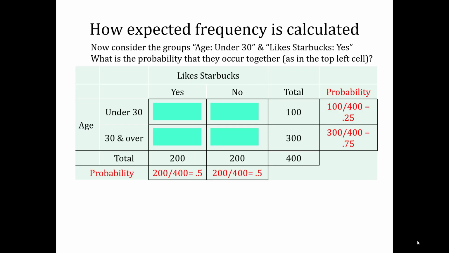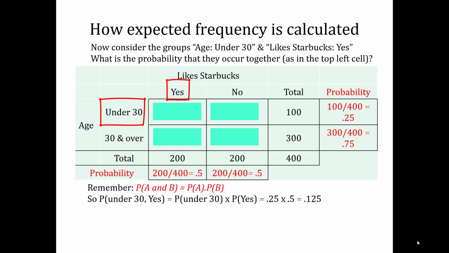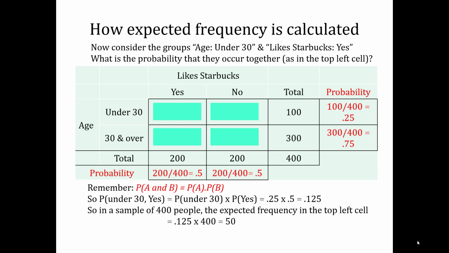Consider the groups age under 30 and likes Starbucks, yes. What is the probability that they occur together, as in the top left cell? We start with the probabilities we just calculated. Remember that the probability of two events occurring together is the product of their individual probabilities if the two events are independent. So the probability of being under 30 and liking Starbucks equals the probability of being under 30 times the probability of liking Starbucks, which is 0.25 times 0.5 or 0.125.